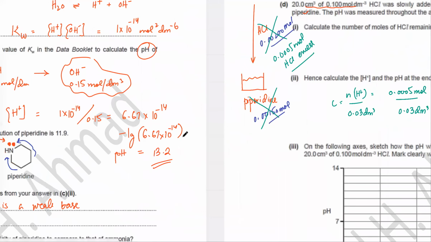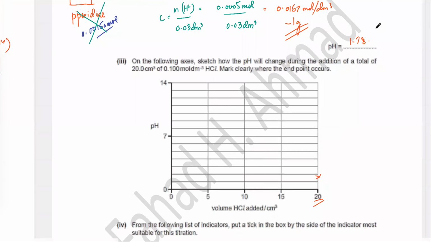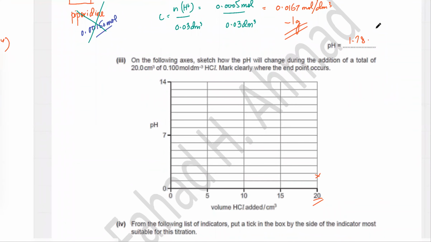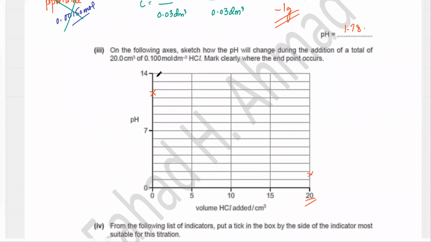Your solution is 0.15 mole per dm cube. Right? This said it was 0.15 mole per dm cube piperidine. So that's already given. That was 11.9. So your flask at the beginning had, so this is 13, 12, and 11.9 is going to be somewhere at this point. So is this clear? The first 2 points, the initial and the end. Is this clear? Yes, sir.